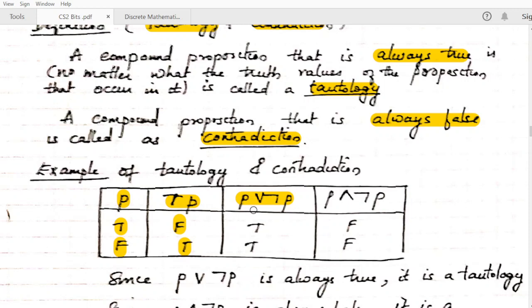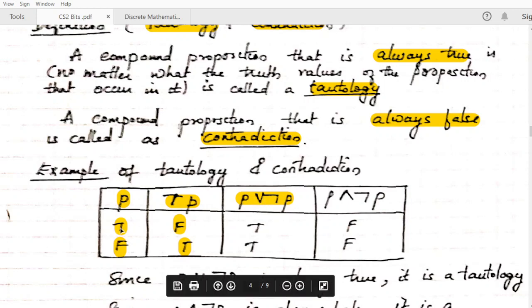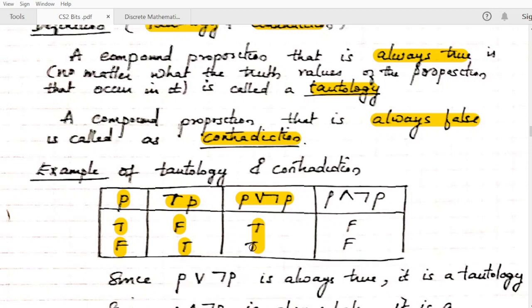Now we find the truth values of P or negation P. We know for an OR operation, true and false is true, and false and true is true. If either one of the propositions is true, then our value is true. So we get that the truth values of P or negation P are all true. So we can say that P or negation P is a tautology. This is an example of a tautology.